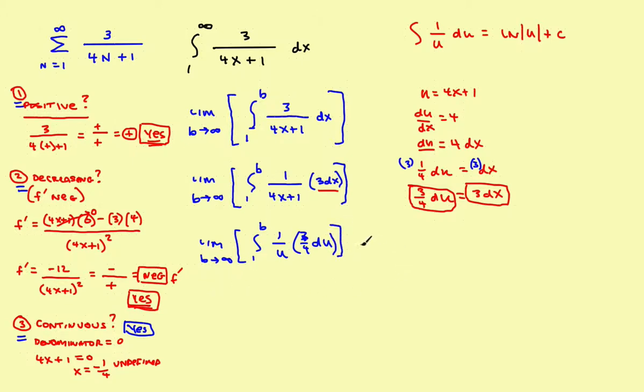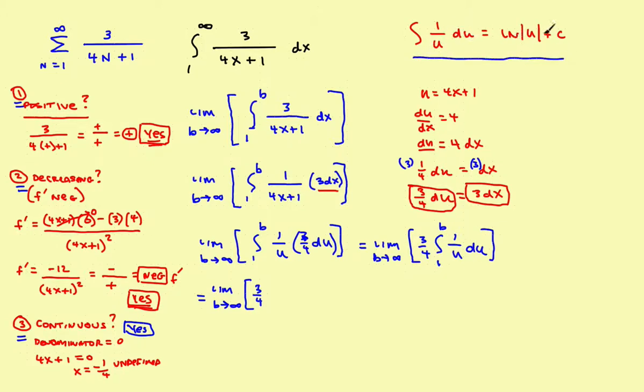Okay, so what this is going to give you is the limit as b approaches infinity. I'll bring this 3/4 outside. So that's going to be 3/4 the integral of 1 over u du going from 1 up to b. Now I'll still have the limit as b approaches infinity of the 3/4. Now, the integral of 1 over u du, that's this thing up here.